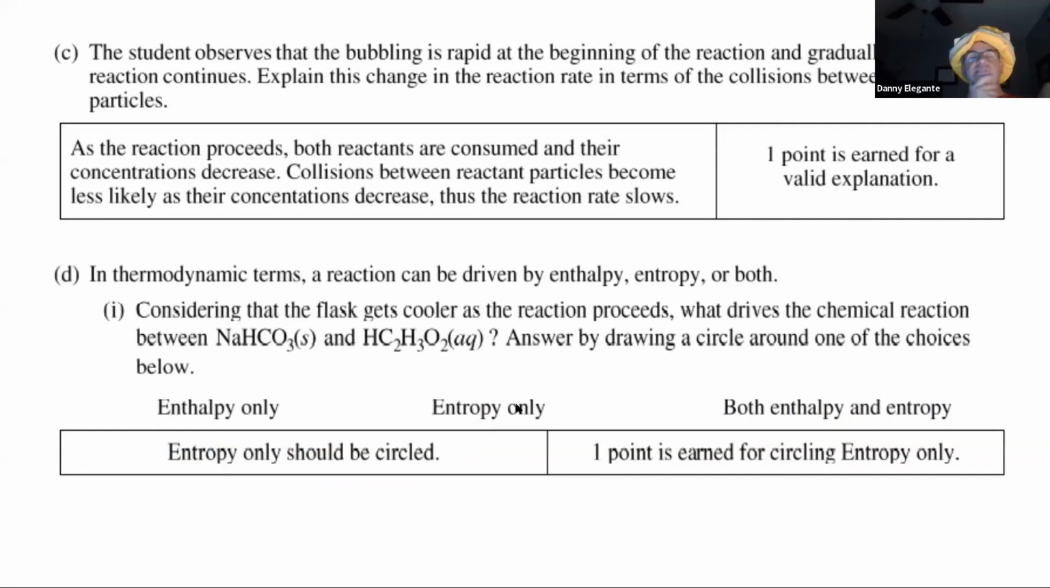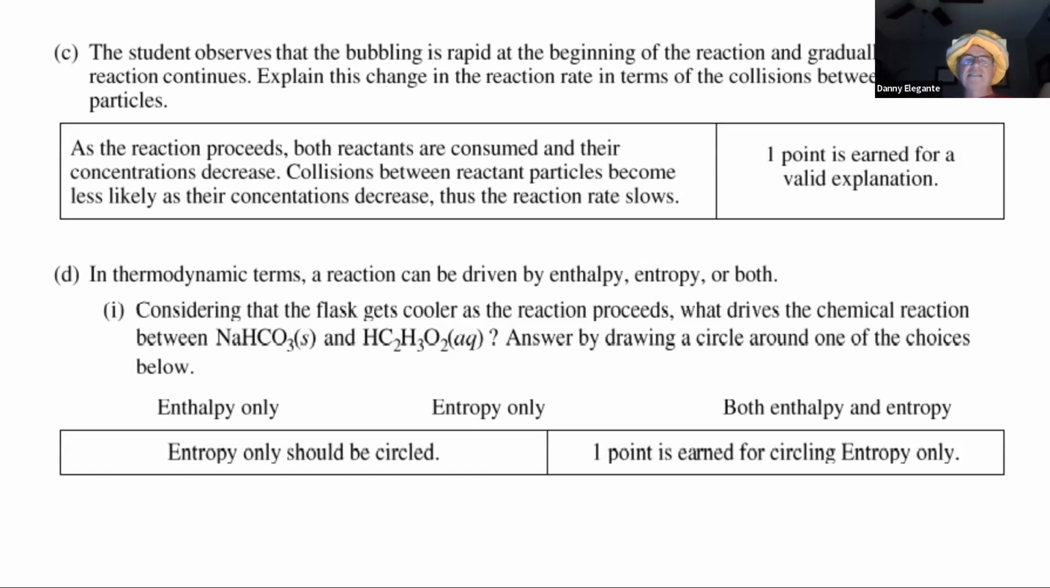As the reaction proceeds, both reactants are consumed. That's right, because that's what we said. They're going away and their concentrations go down. I didn't say concentrations, but I think if I said there are fewer and fewer particles, that still would have counted. Collisions become less likely as their concentrations decrease. Well, I said that. I said the fewer the particles are, the fewer collisions there would be. I think I earned that 1 point. Me personally, I think I earned 2 points because I did such a great job. So now we're up to 5, right?